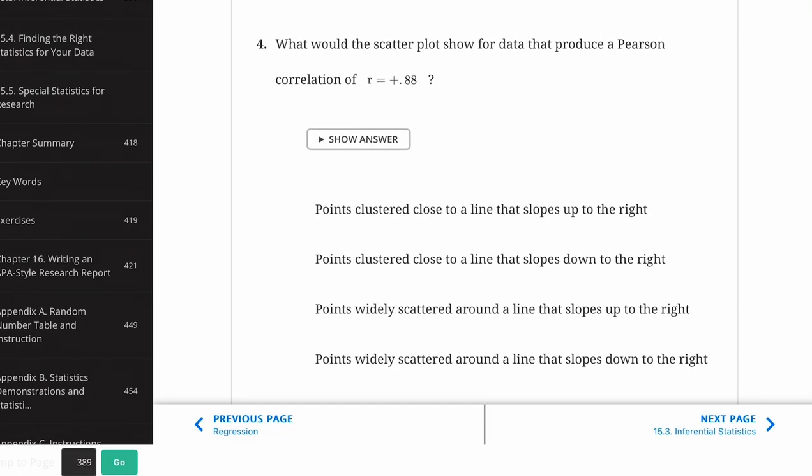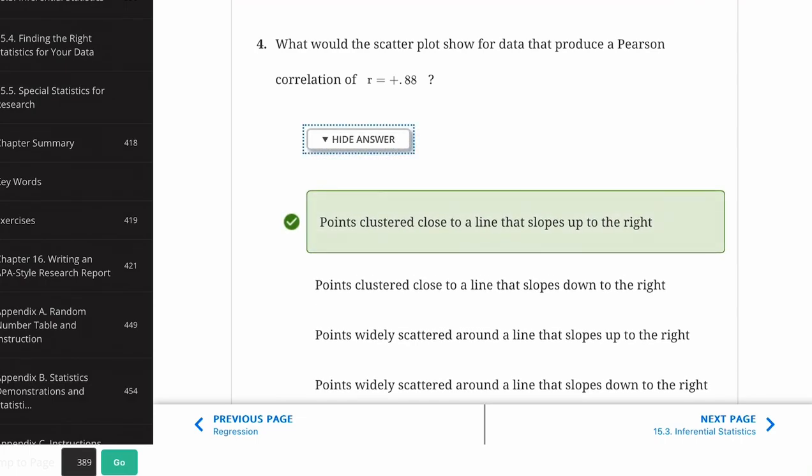Last question: what would the scatter plot show for data that produces a Pearson correlation of r equals positive 0.88? Well, it's very close to 1, so it's a strong correlation. It's going to be very close to a line, and it's positive, so it's going to go uphill. All the points are going to be very close to a line. They're not going to be spread out all over the place, which would mean it was close to 0. Since it's close to 1, it's going to be close to a line, and it's going to go up to the right because it increases as x increases.